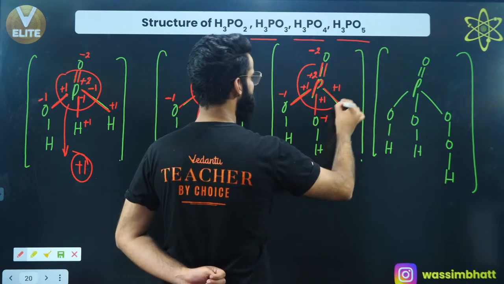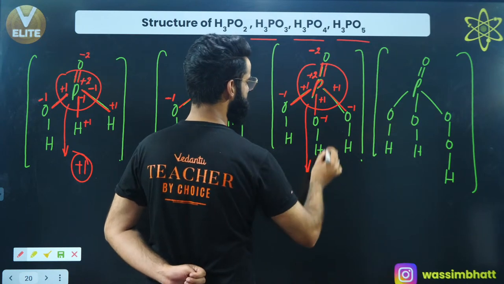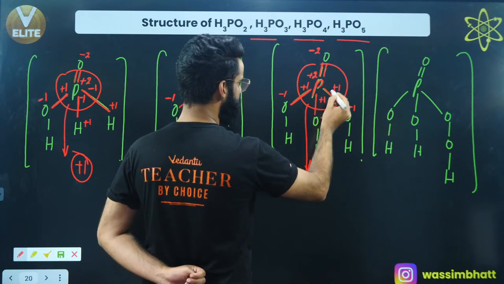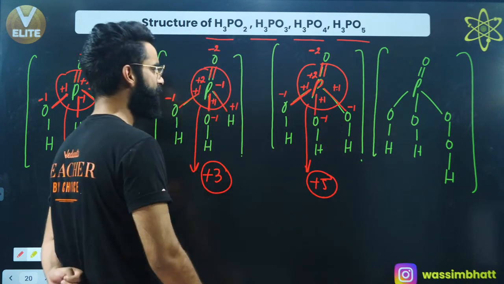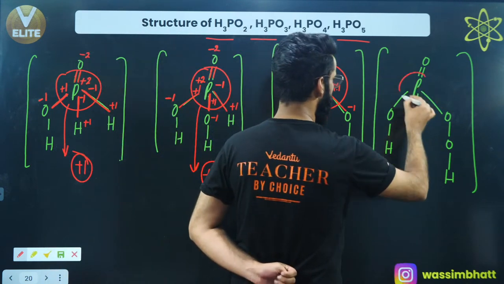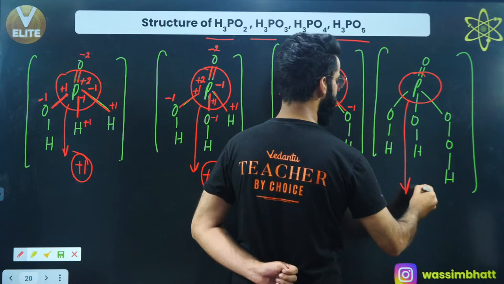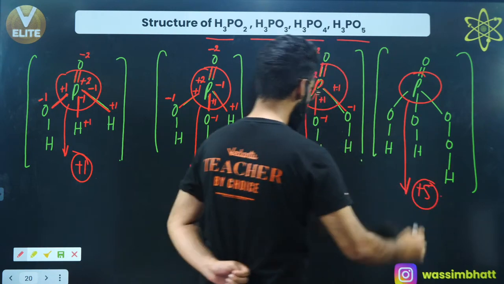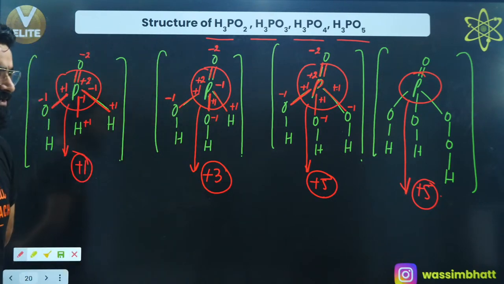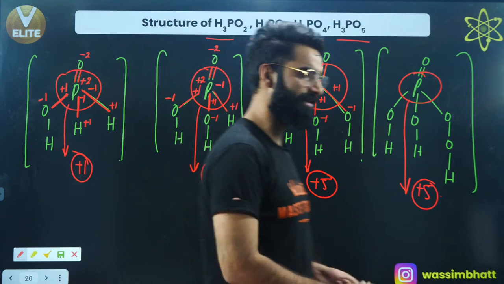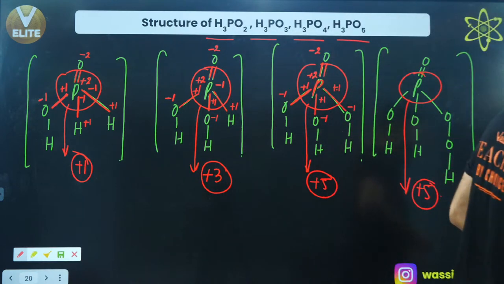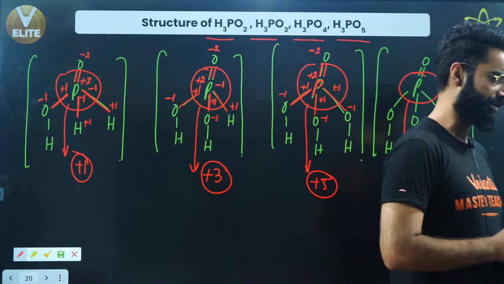So what is the net charge present on this phosphorus? Net charge present on this phosphorus is plus 2, plus 3, plus 4, plus 5. So plus 5 is the oxidation state of phosphorus in case of H3PO4. And similarly, when you calculate the oxidation state of phosphorus right here, again, it's going to come as plus 5 only, right? So I want you guys to remember these structures, and at the same time, after remembering their structures, you can calculate their oxidation states as well. I'm sure every single thing is clear till here, right?